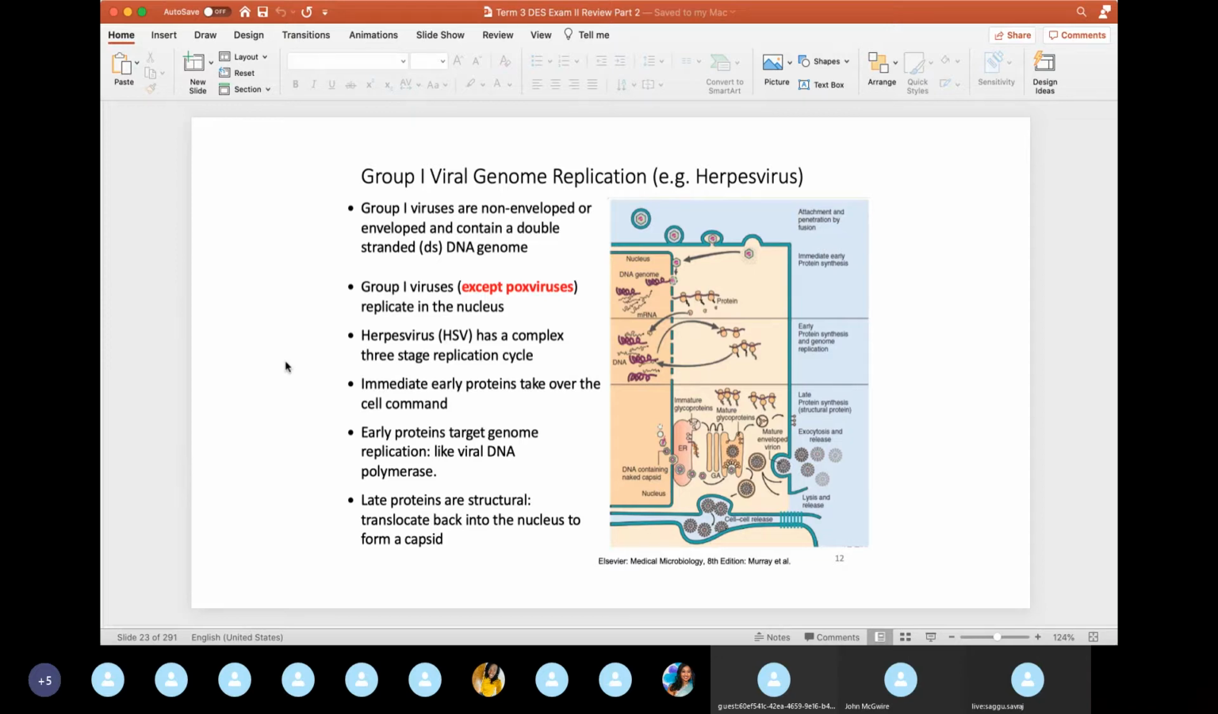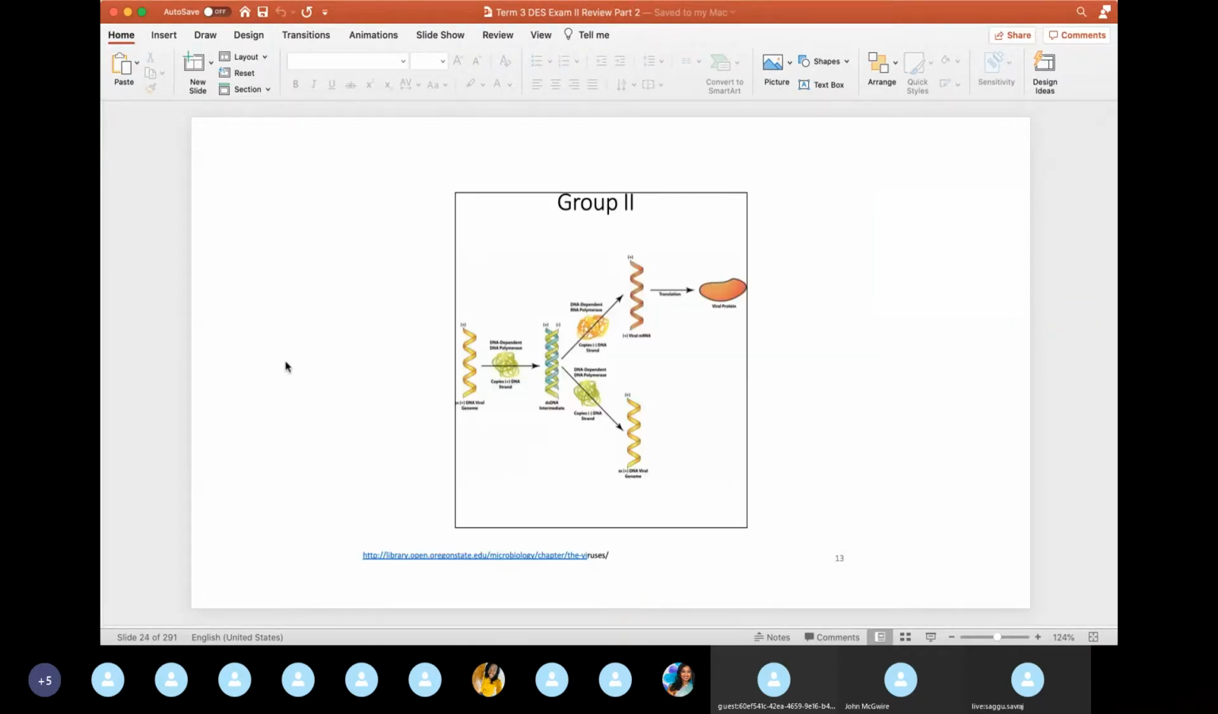So for now, group 1 viruses, these are your herpes viruses. They replicate where? Nucleus, except for one. Which one? Pox virus. Why does it replicate in the cytoplasm? It's too big. It can't fit into the nucleus. The Daltons for that one, it's so large that it cannot be contained in the nucleus. Okay, so group 1, herpes virus.